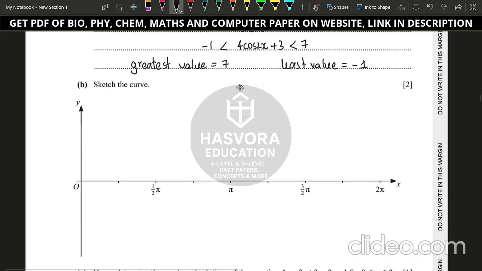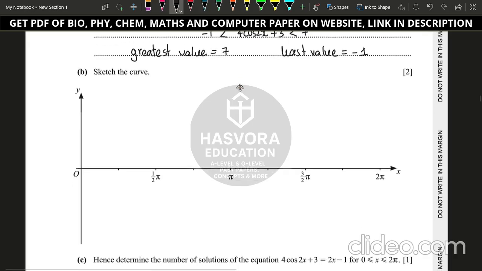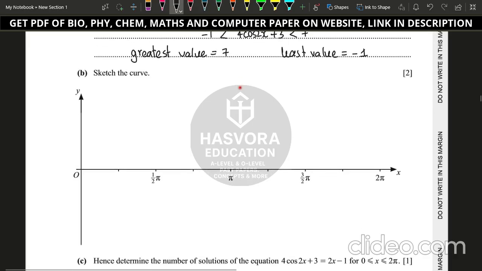Now part B says sketch the curve. So now you know that the greatest value is 7 and the least value is minus 1. So first of all, let's make the scale. This is going to become 1, then we have 2, 3, 4, 5, 6, and then 7. And then we have minus 1, minus 2, minus 3, minus 4, minus 5, and minus 6. Okay, this will be enough.